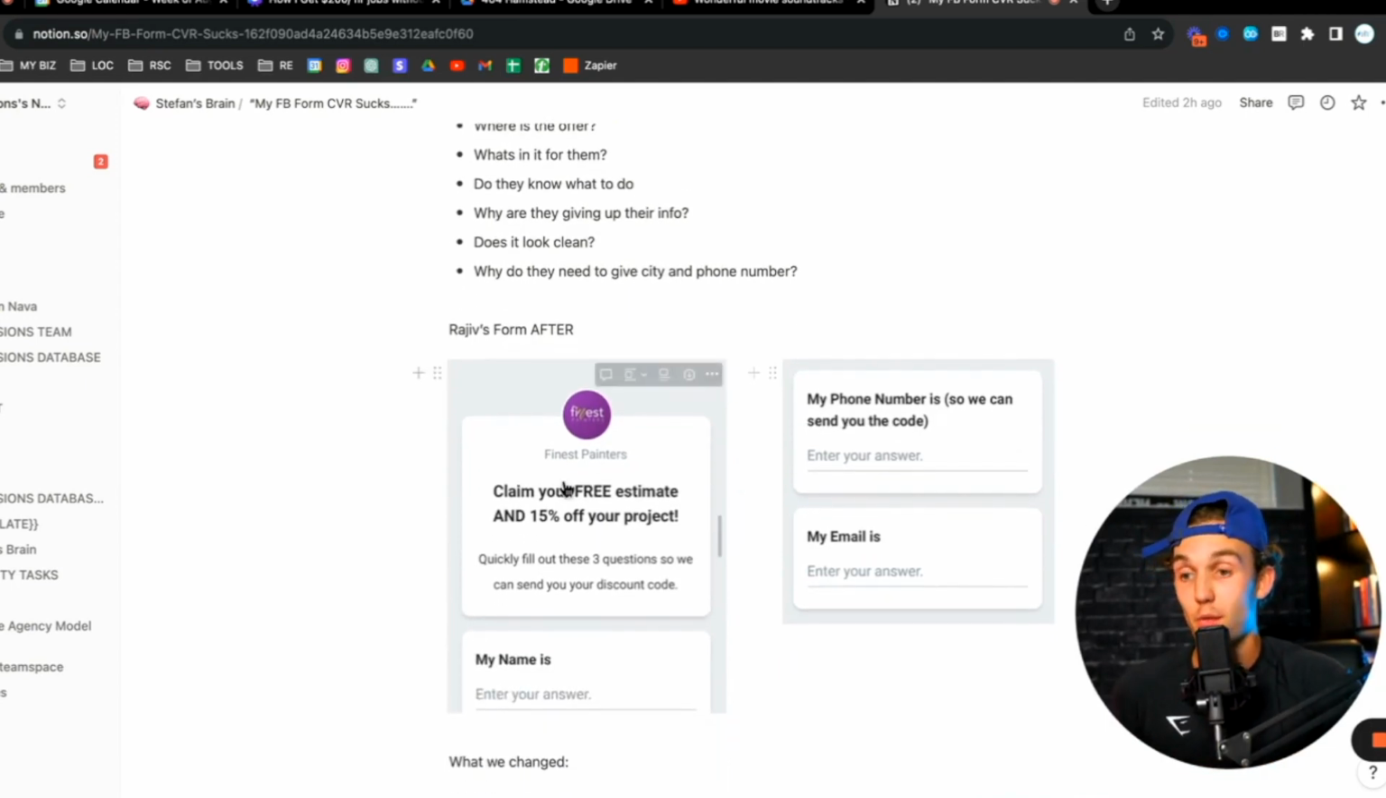So this is what the form looks like after. Okay, the first thing when you open the page, it says claim your free estimate and 15% off your project. Oh, great. That's the reason I clicked, and now it's showing up again. Okay, makes sense. And then it says quickly fill out these 3 questions so we can send you your discount code. Wow, look at that. 3 questions, right? The time delay, it's nothing. It's like, oh, wow, I can answer 3 questions. That's no big deal. And then I get the discount code. Okay, yeah, that's why I'm filling it out, because I want the discount code. Cool, let's move on. And then let's actually take a look at the question.